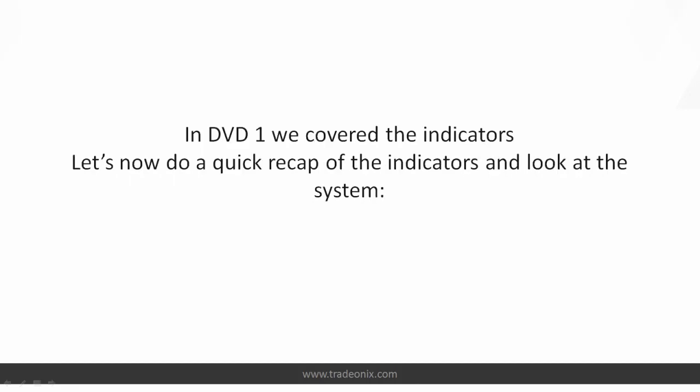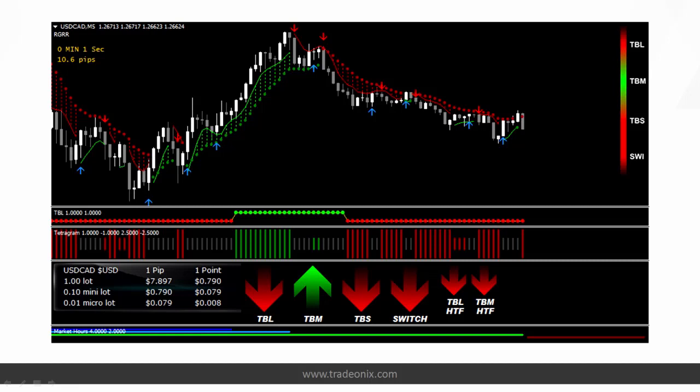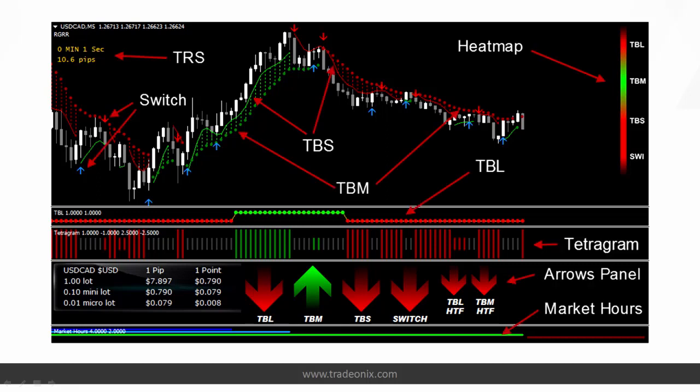In DVD 1, we covered the indicators. So now let's do a quick recap of the indicators and look at the system. This is the system as you're going to see it on your charts. All the indicators are here, everything is displayed, and it is arranged quite nicely. We're going to break them down. We're going to show you every single indicator and just briefly go over what they do. This is explained better in the previous DVD.